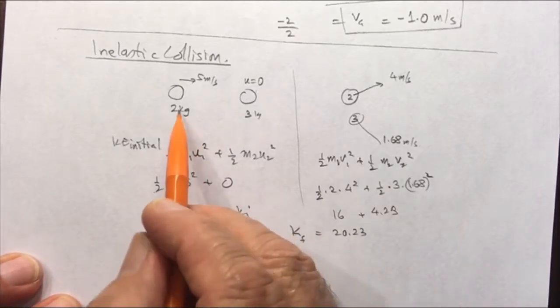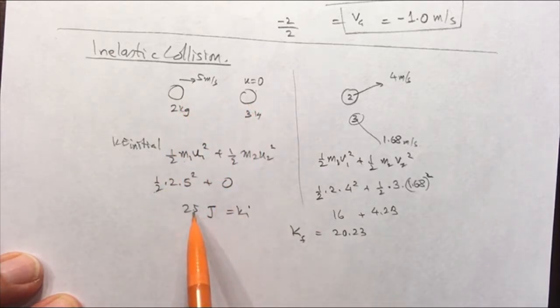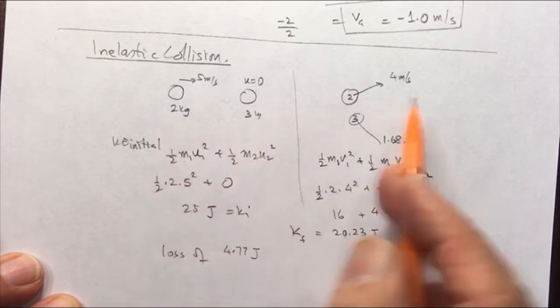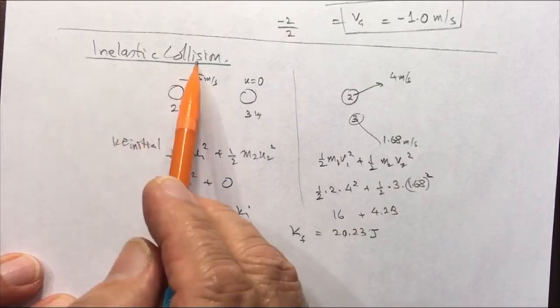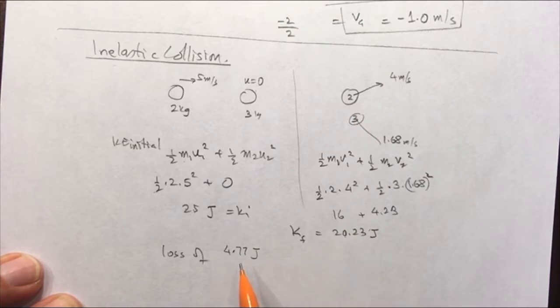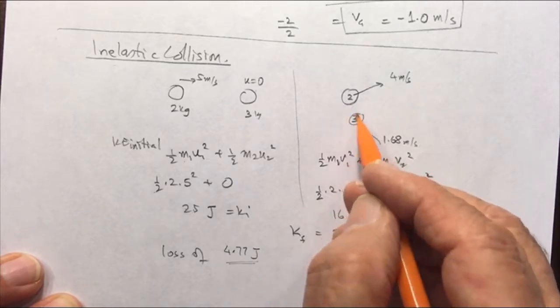So before the collision, the two had 25 joules of kinetic energy, and after the collision, the two have 20.23 joules of kinetic energy. So there's a loss of almost 4.77 joules. Because there's a loss of kinetic energy, this is an inelastic collision. It's not perfectly inelastic because they don't stick together. Where does this energy go? It goes into sound, into heat, maybe some deformation.